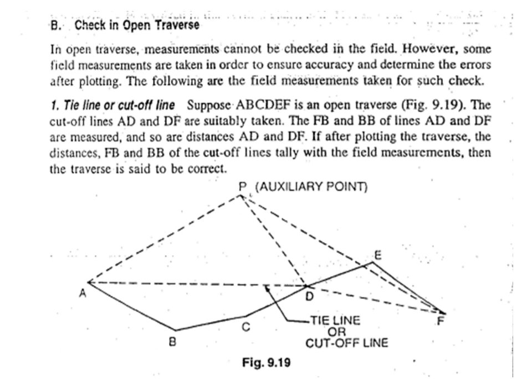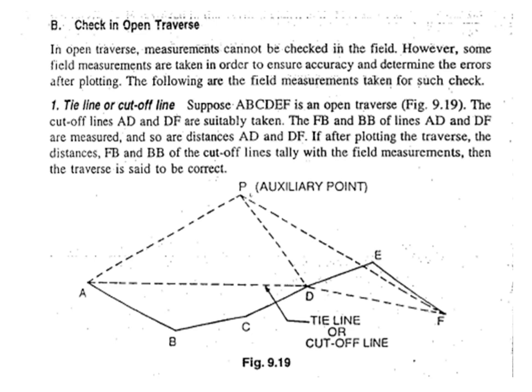In this slide we are going to see what are the checks in open traverse. In open traverse, measurements cannot be checked in the field. However, some field measurements are taken in order to ensure accuracy and determine the errors after plotting. The following are the field measurements taken for such a check. So this is a figure which is going to indicate the tie line or cutoff line. Suppose A, B, C, D, E, F is an open traverse. Please refer to figure 9.19 below.